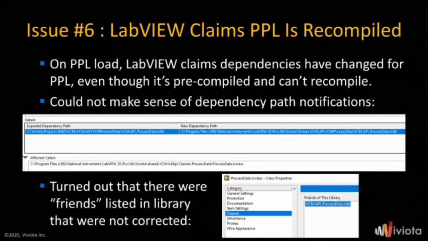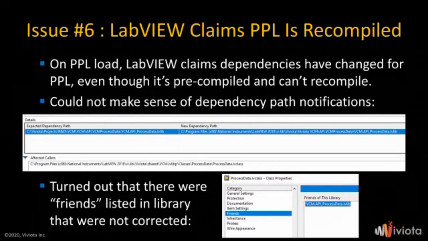We found a weird one: if you had something as a friend of a library and then compiled it, the replace doesn't affect that. It wasn't anything that was breaking, but it gave us some weird messages that it took us a while to solve.